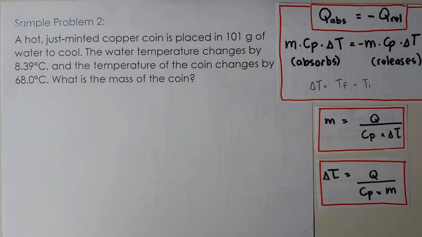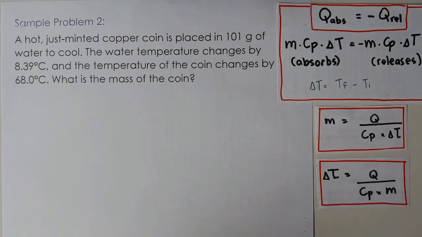A hot copper coin is placed in 101 grams of water to cool. The water temperature changes by 8.39 degrees Celsius, and the temperature of the coin changes by 68 degrees Celsius. What is the mass of the coin?